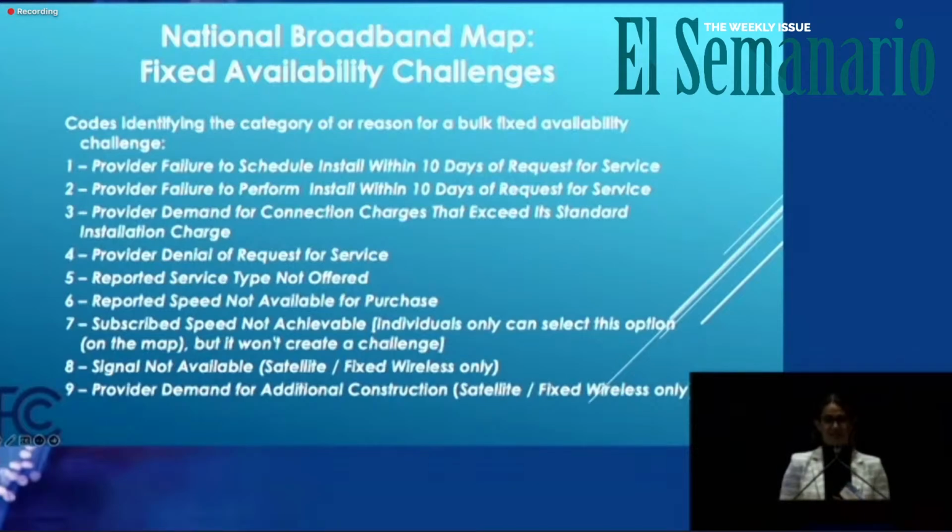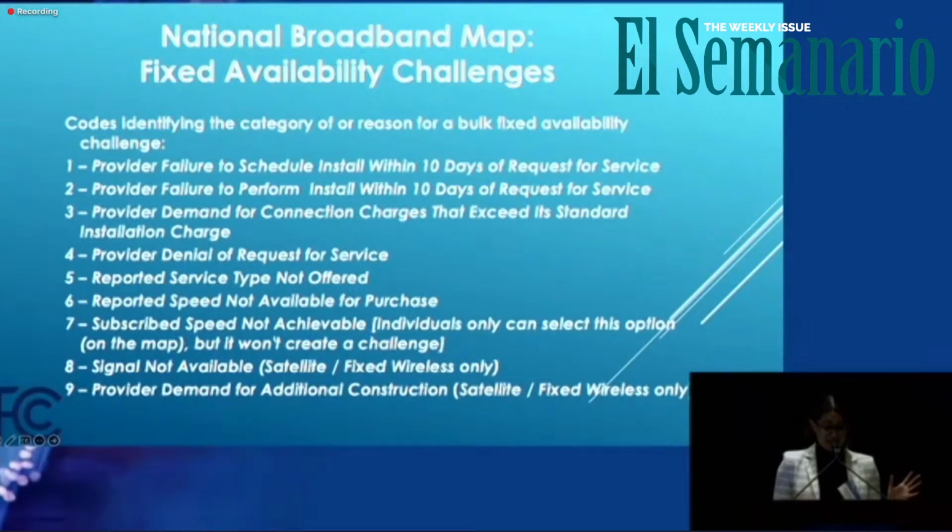So with that definition of availability, this slide lists out the reasons why somebody could file an availability challenge. It could be for things like provider failed to schedule install within 10 days. I called, they said, sure, I can hook you up, but 3 months from now. The provider failed to perform install. That would be maybe they actually scheduled to come and install tomorrow, but they never showed up. Provider demand for connection charges that exceed its standard installation charge. That would be a situation where maybe the provider is like, sure, happy to serve you, but it'll cost $3,000 to build up your driveway. That's not technically available under our rules.